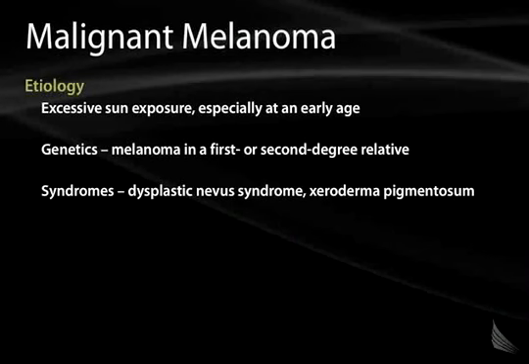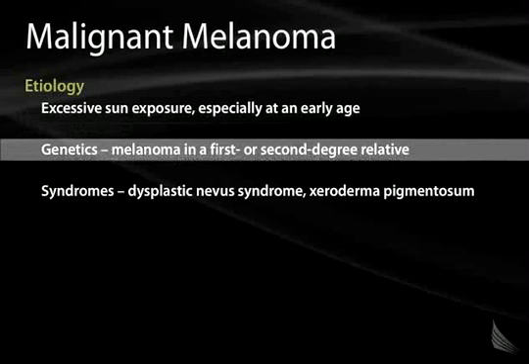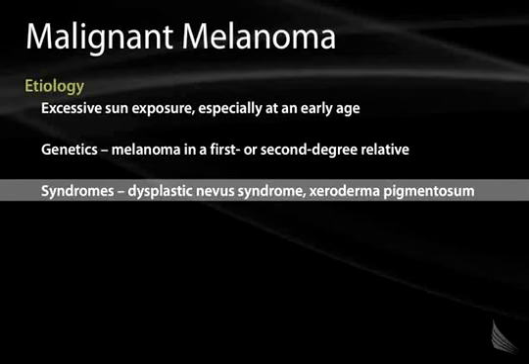Malignant melanoma is the most dangerous of all the skin cancers. It is associated with excessive sun exposure, particularly sun exposure at an early age. Intermittent sun exposure is also a risk factor. Melanoma in a first-degree relative increases the risk of malignant melanoma. Malignant melanoma may be associated with some other syndromes, such as dysplastic nevus syndrome or xeroderma pigmentosum.